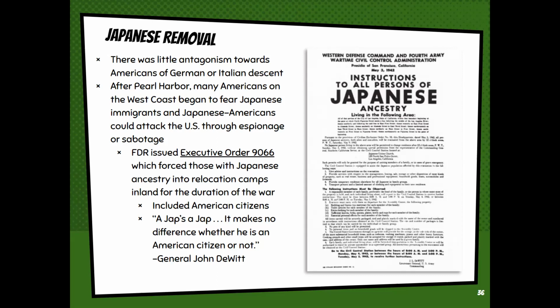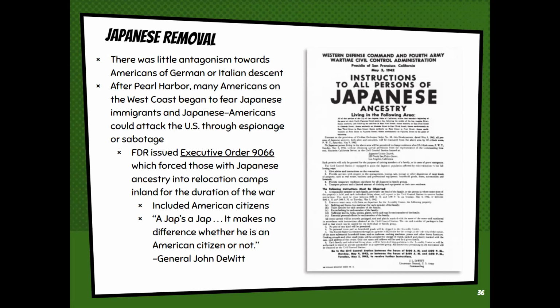Now, in this war, we are fighting different countries who, at one time or another, had sent many immigrants to the United States: Germany, Italy, and Japan. There's really little antagonism towards German and Italian immigrants or people of German and Italian descent. However, that's not the same for people of Japanese ancestry.